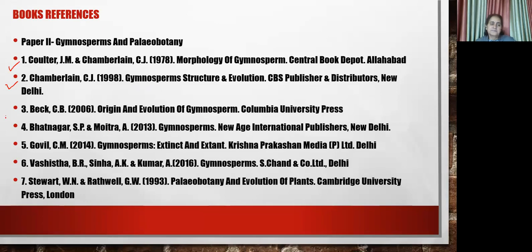Third book, Beck, 2006. Origin and Evolution of Gymnosperm. Columbia University Press. The fourth book is by Bhatnagar and Moitra. Bhatnagar and Moitra, 2030, the last publication. And showing, earlier editions have come out, there are editions. Gymnosperms by New Age International Publishers, New Age International Publishers, New Delhi.